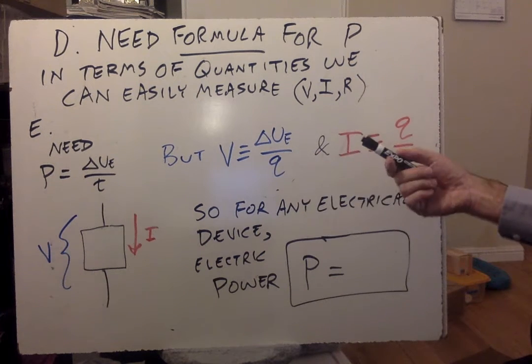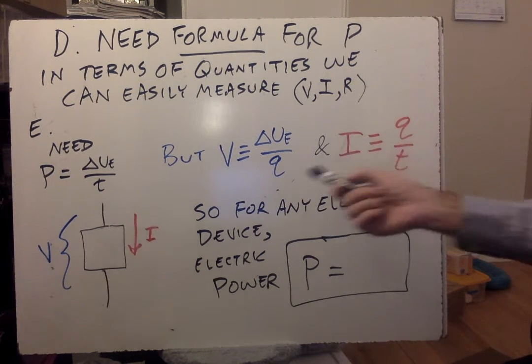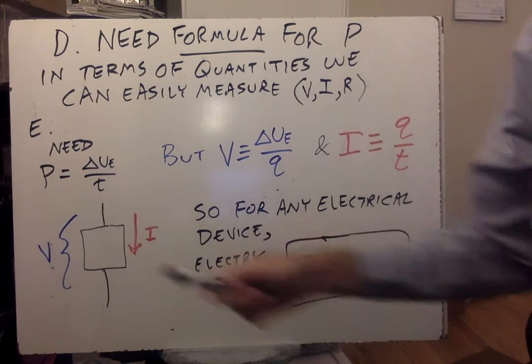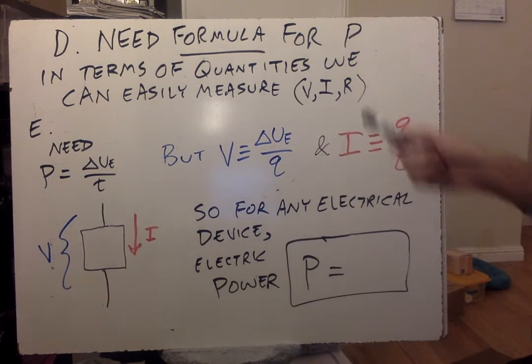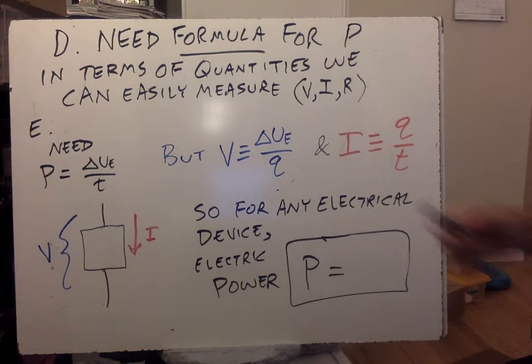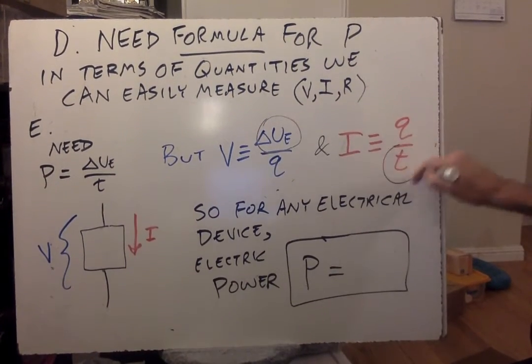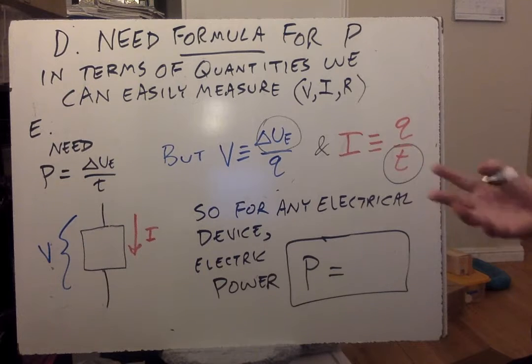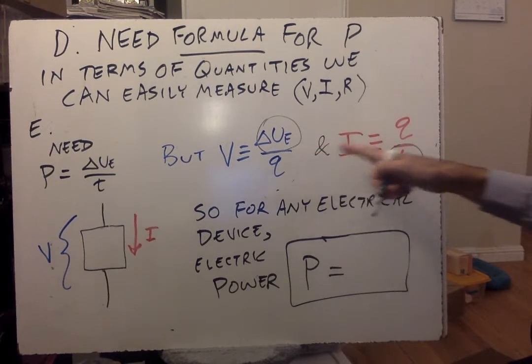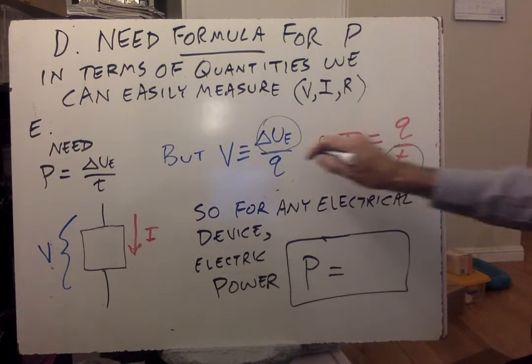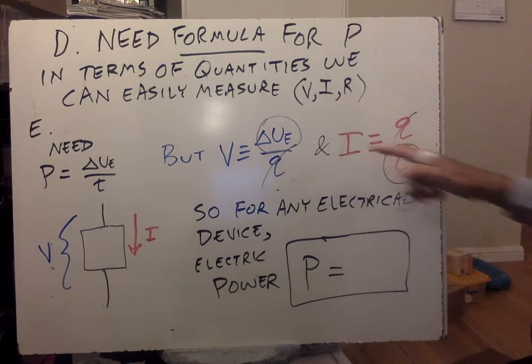There's V, and you should pause the video and see if you can get to the end at this point. How can you get an expression for P, or power, in terms of V and I, and possibly R? Well, look at these. Look what you need. You need this, and you need this. You need that on top, you need this on the bottom. So it doesn't take Einstein to figure out if we multiply this fraction times that fraction, Q over Q makes a 1, and we get exactly what we need.